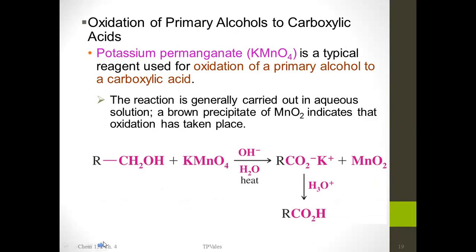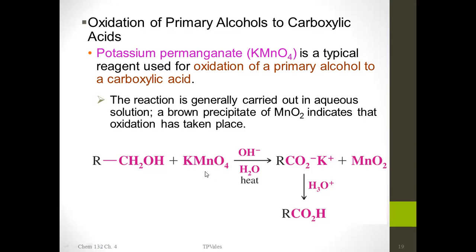For primary alcohols, we have already mentioned that the usual reaction would proceed to the most oxidized form, which is the carboxylic acid. The usual oxidizing agent for the oxidation of a primary alcohol to a carboxylic acid is KMnO4. It is an oxidizing agent because it has a lot of oxygen in its structure, and it actually donates oxygen. It's a usual oxidizing agent.